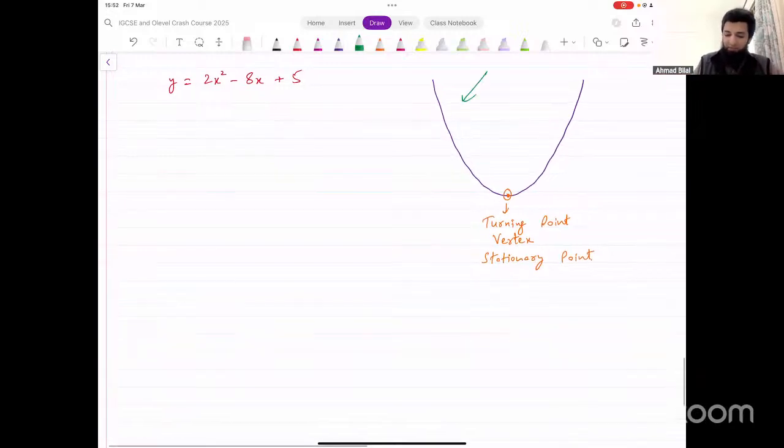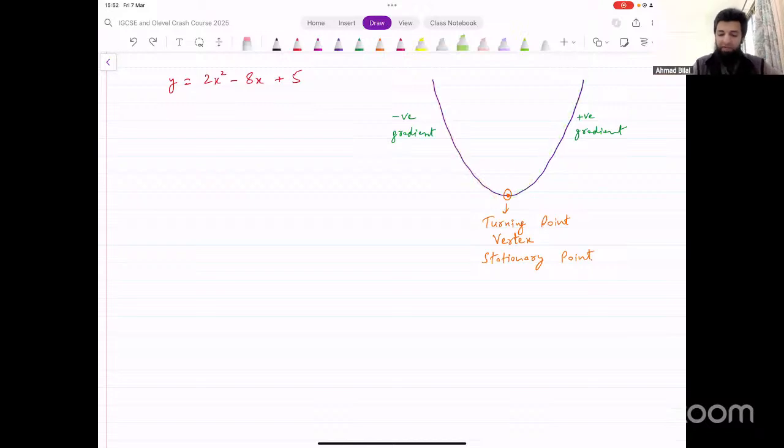Let's look at this curve. On the left side of this curve, what's the gradient? If you were to draw any tangent on the left side, it will be like this, a downward sloping gradient. On the left side of the curve, the gradient is negative, because the graph is going downwards. On the right side of the turning point, the gradient is positive because the graph is going upwards. On the left side, the gradient is negative. On the right side, the gradient is positive.